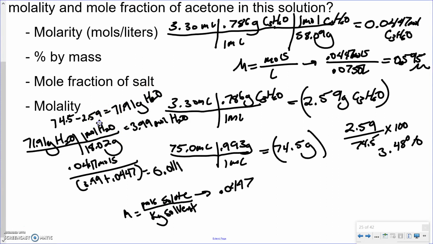Well, we already know the grams of the solvent, which is the water, so now we convert that into kilograms, so 0.07191 kilograms. So notice this is a different number on the bottom than what we had in molarity because it is a different species. Instead of looking at the full solution, we're just looking at the solvent. So 0.0447 divided by 0.07191, and that's going to give us a molality of 0.622 molal, not molar. So again, notice a little bit of difference there, and that's because we're looking at solvent for molality versus solution for molarity.